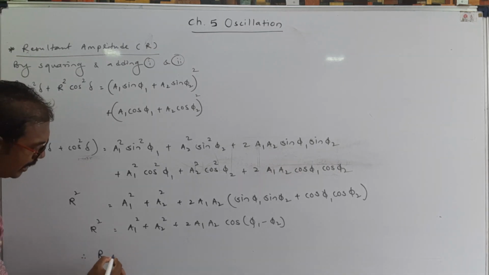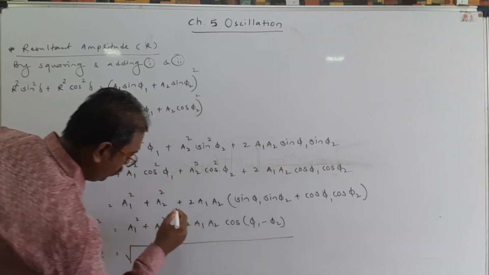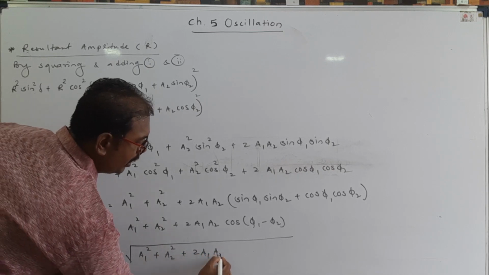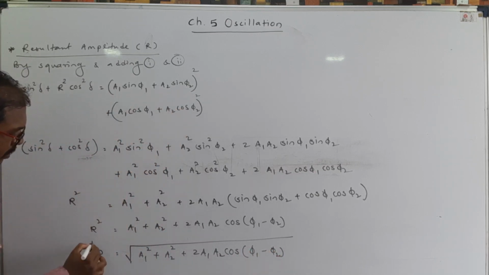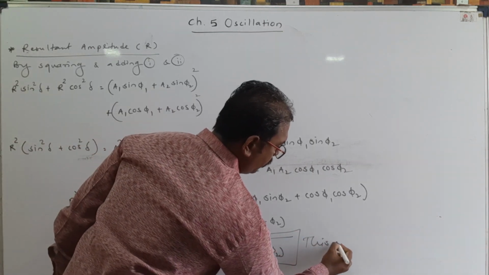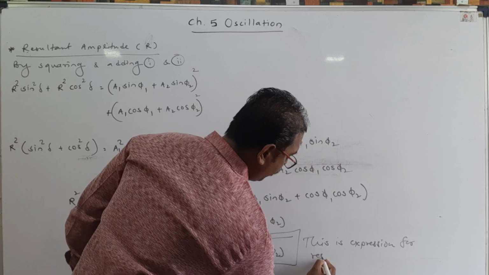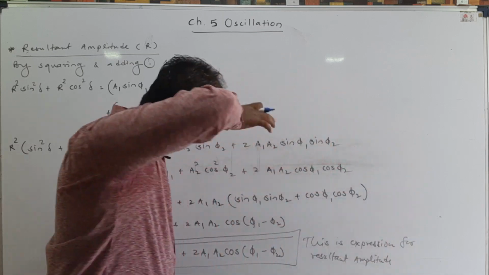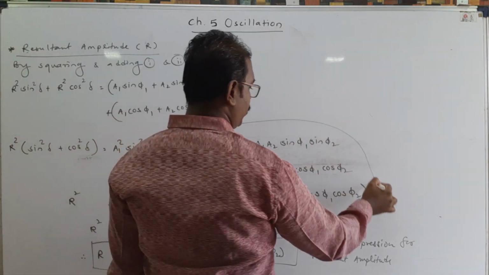Hence, R is equal to under root a1 square plus a2 square plus 2 a1 a2 cos of phi 1 minus phi 2. This is the expression for the resultant amplitude. Okay, I hope everyone understood this formula. Now here also we can learn two, three cases.